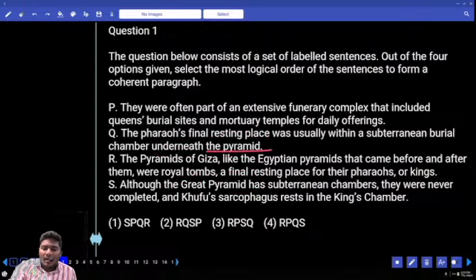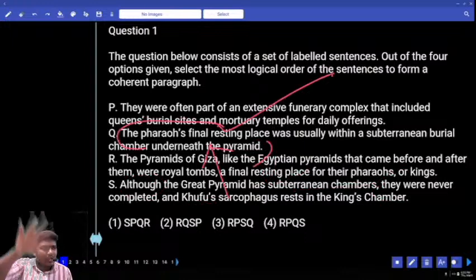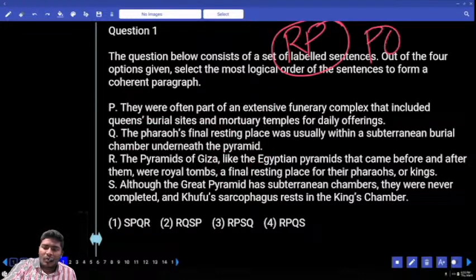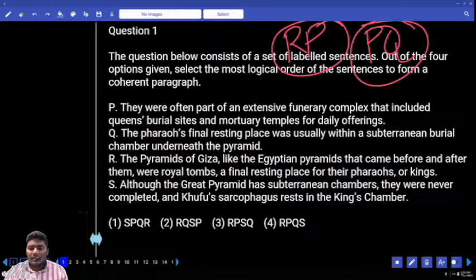The pyramid. Under the continuation we are referring to it as "Although this Great Pyramid has these chambers, they were never completed." Which Great Pyramids are we speaking about? The pyramids where the pharaoh's final resting places are kept. These tombs are kept. So it must be used with one pair is RP, and after P we can only go with the Q. Now where is the RPQ pair? That comes with the fourth one.